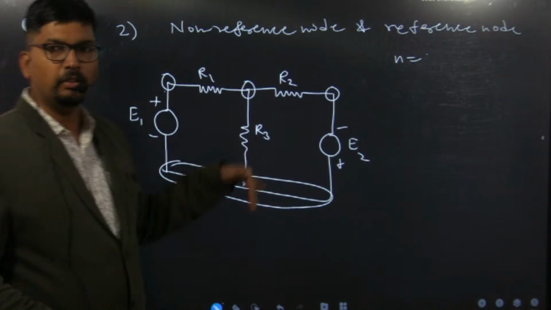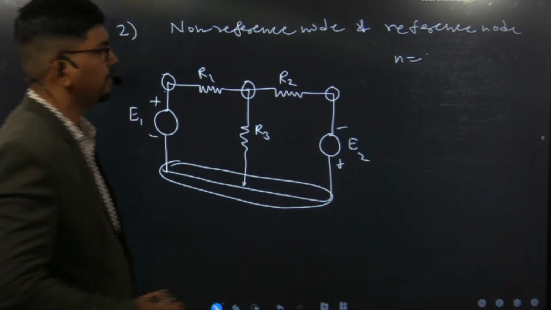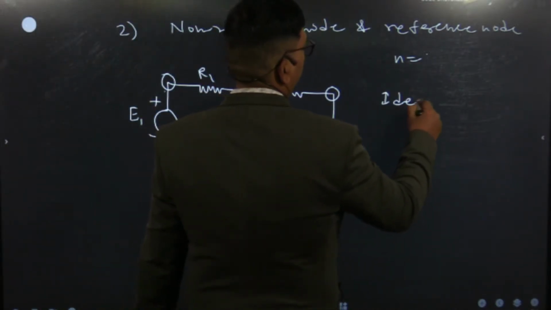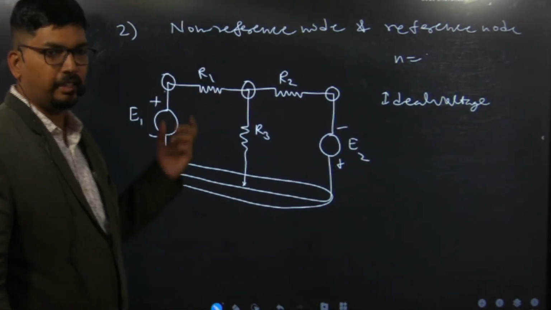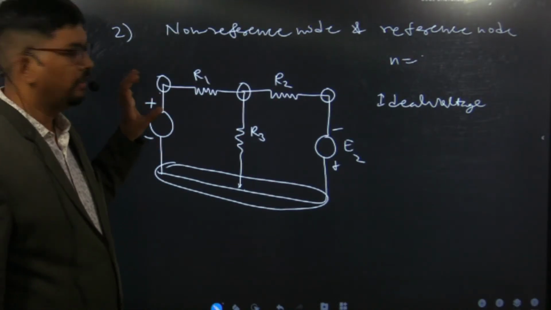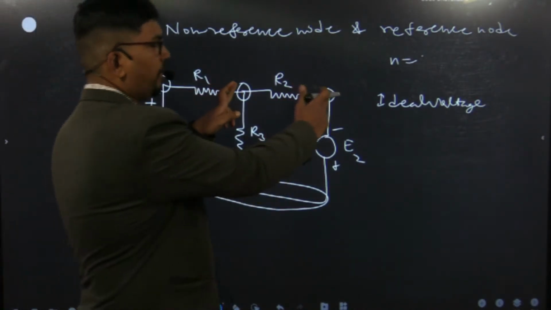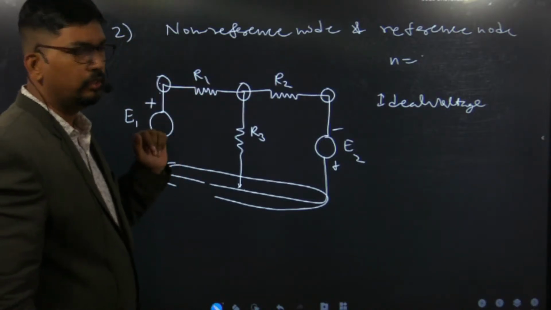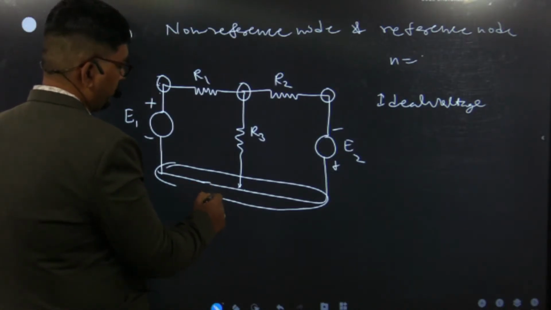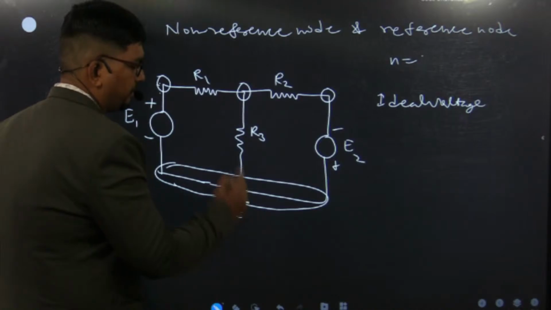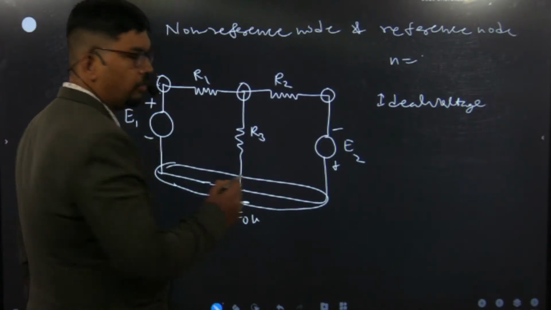Now once you have calculated the nodes, you have to check where the ideal voltage source is connected. In every circuit, an ideal voltage source has two possibilities. One, it is connected between a non-reference and the reference node. Another is between two non-reference nodes. So this is our case number 2, when it is connected between a non-reference and the reference node. This is our datum node as per our step number 2. Select the datum node as the reference node and assume its potential to be 0 volt.